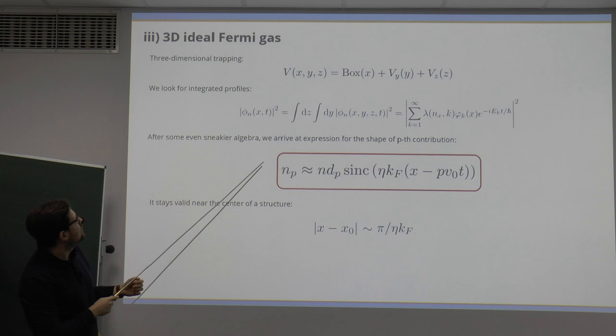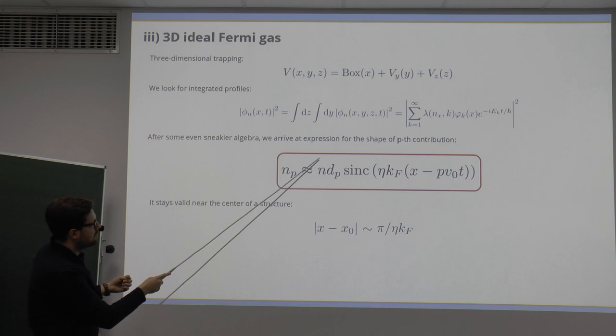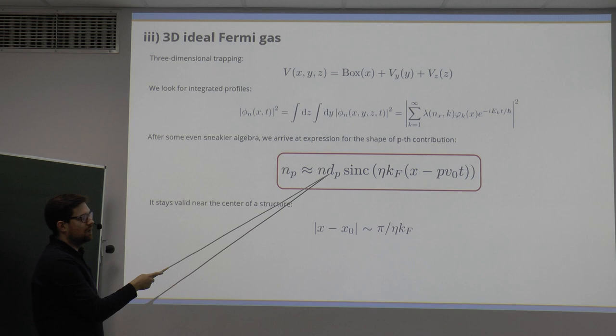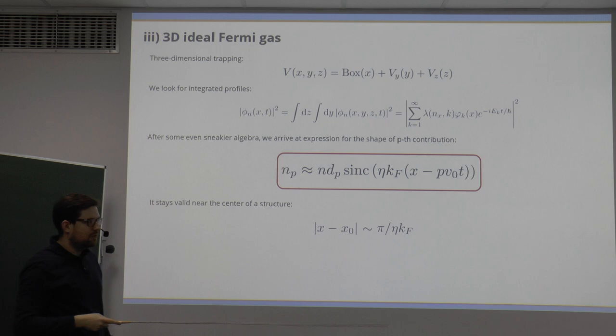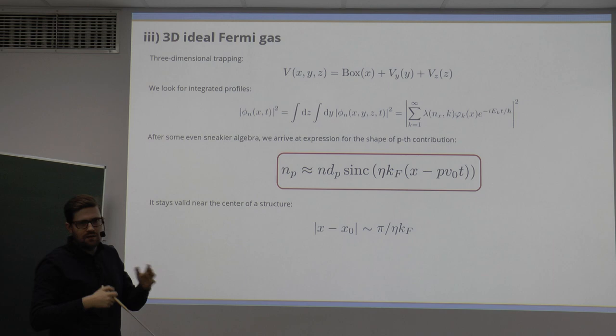This is the expression for the contribution with the velocity p, n_p, which is the density. This is the same relative depth that was in the 1D case. And the shape of the soliton-like structure is sinc in x. This is quite different from the usual soliton with this nonlinearity, which is usually a hyperbolic tangent.